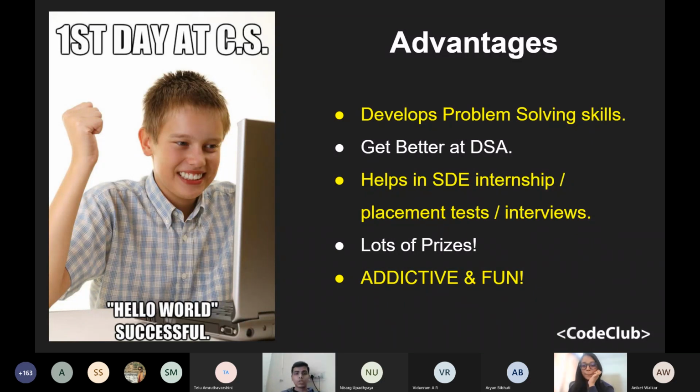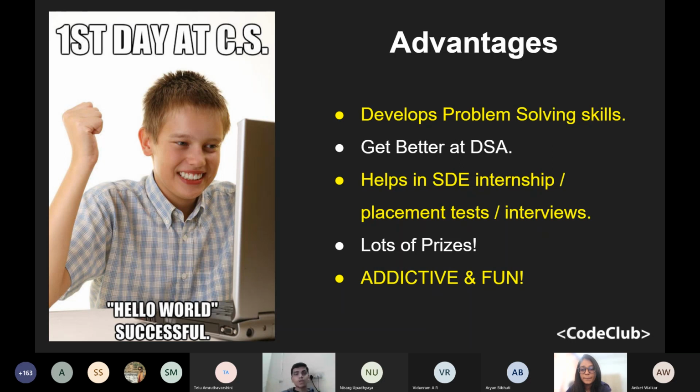Next, of course, as you do more and more of competitive programming problems, you actually get better at data structures and algorithms because, as I had mentioned in the earlier slide, a lot of these problems that you'll encounter in CP will be based upon data structures and algorithms. So, if you want to get better at data structures and algorithms, doing CP will be really, really helpful.